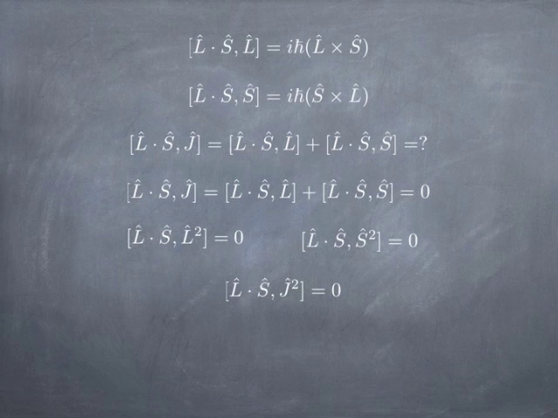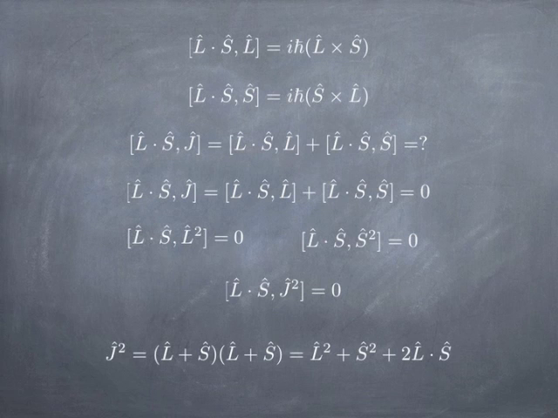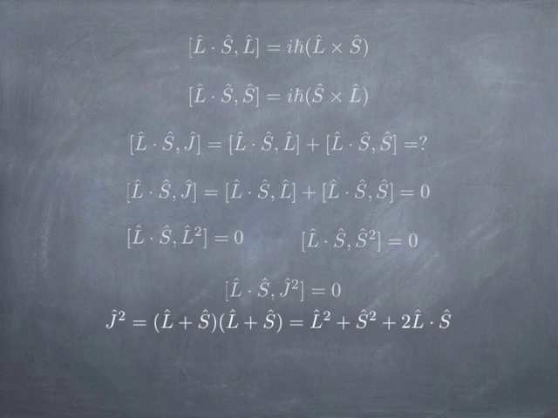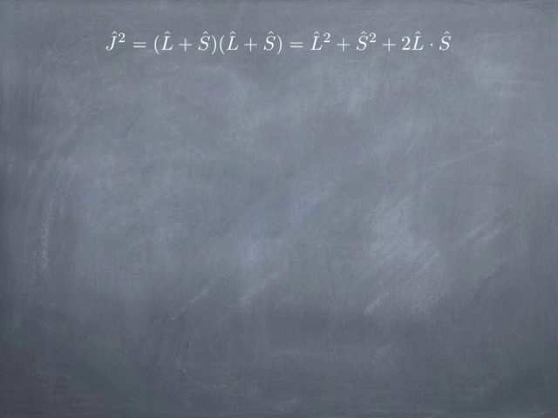Now, what is J squared? J squared is the dot product of L plus S with itself. But if you work that out, that's the magnitude of L squared plus the magnitude of S squared plus twice the dot product of L and S. And we can use that as a trick to figure out what L dot S is in terms of the magnitudes. L dot S is half of J squared minus L squared minus S squared. This is a really important trick. We use it all the time if we're doing angular momentum calculations, so burn that into your memory banks.